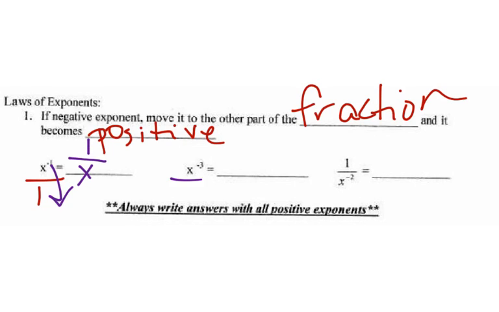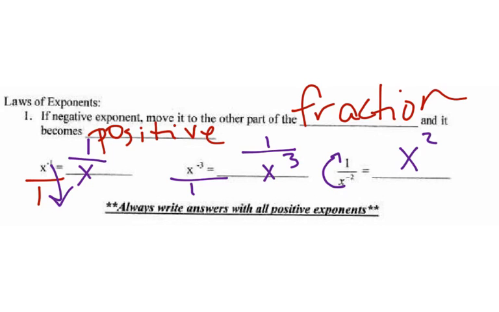X to the negative 3, put it over 1, so now we're going to have to move it down, and it becomes 1 over x to the third. 1 over x to the negative 2, this one has to move up. And so it goes to the top and becomes x squared. It's okay to have the bottom of your fraction empty so you don't have to put it over 1.